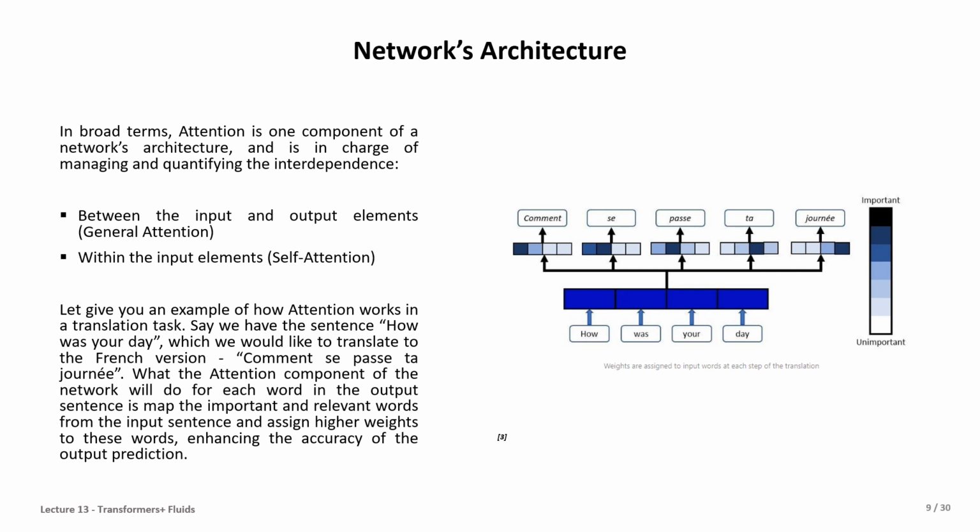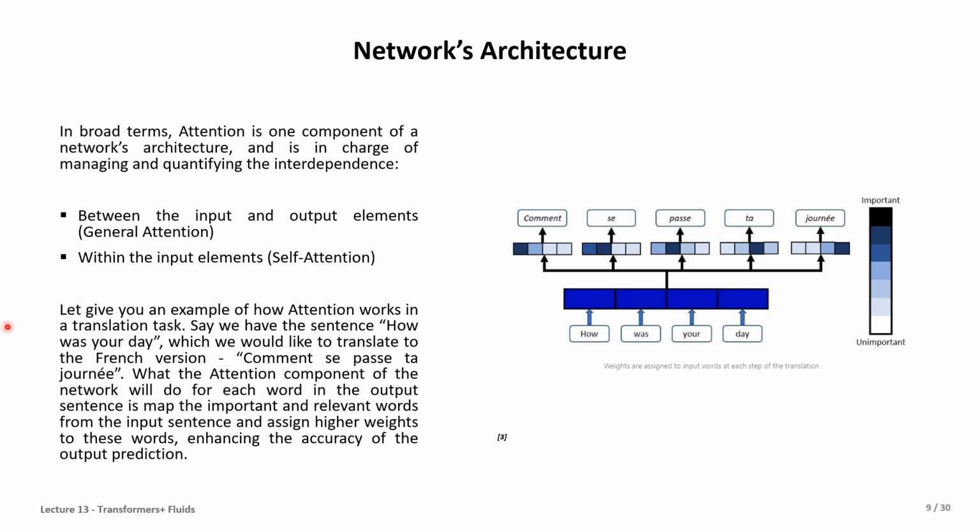Regarding the architecture of the attention mechanism, here is an example. Let's point to some important issues. In broad terms, attention is one of the components of the network architecture, and it is in charge of managing and quantifying the interdependence between the input and output elements. This is called general attention. Within the input elements, it's called self-attention.